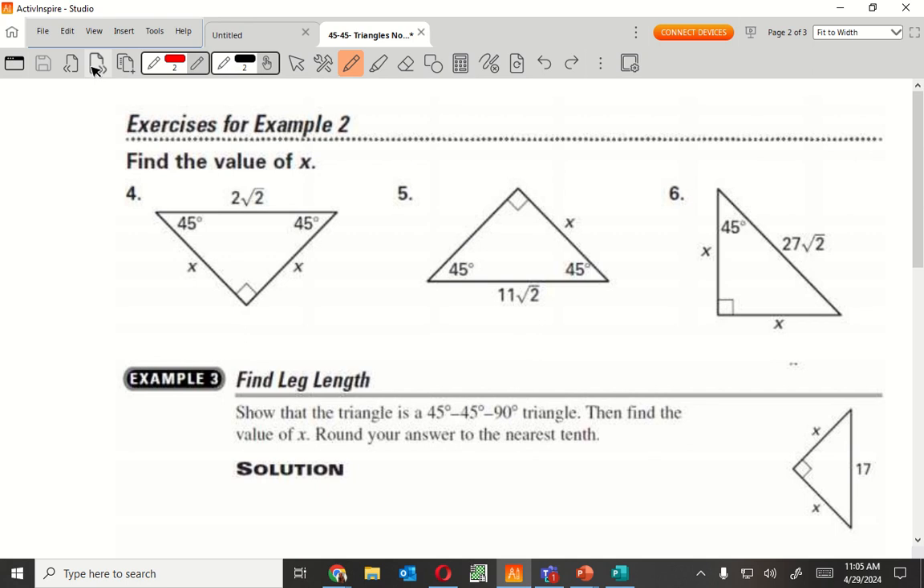So that's N, this is N times square root of 2. N times square root of 2, so your N is 9.